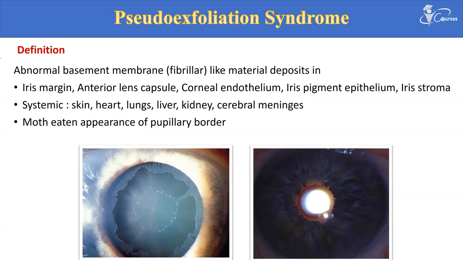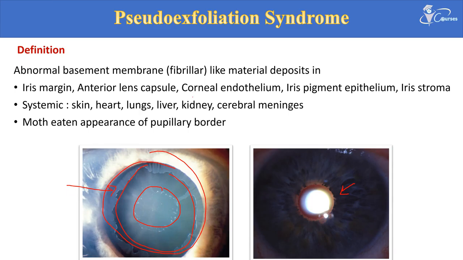This material, or these abnormal basement membrane deposits, are present on the iris margin. They give the iris margin what's called the moth-eaten appearance, a serrated and mammillated edge of the iris. Also, they are deposited on the anterior lens capsule, which results in what's called the target sign. The constriction and dilatation of the iris sweep this material from the paracentral zone, leaving only a central zone and a peripheral zone. So it's called the target sign, and it appears as if it is a pseudocapsule.